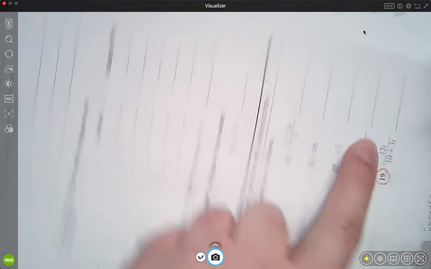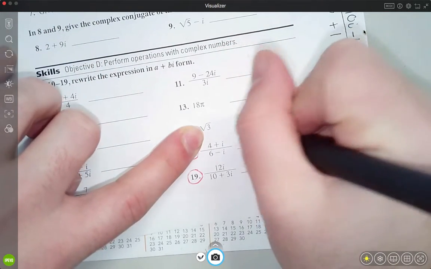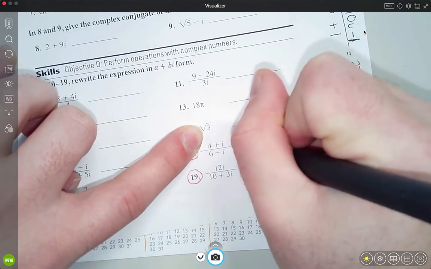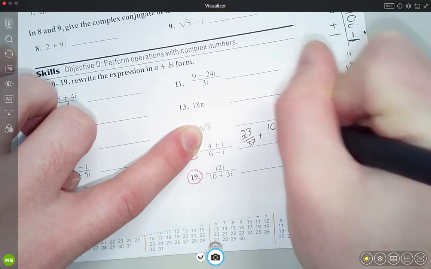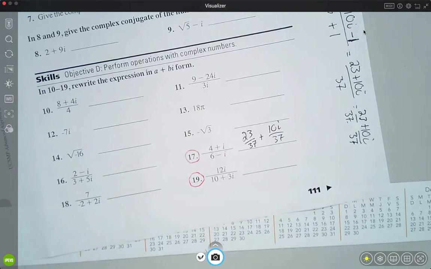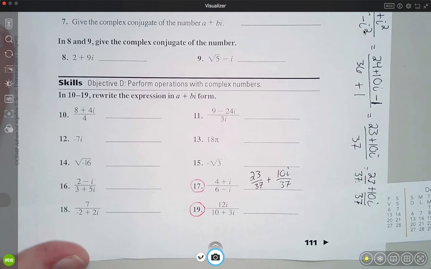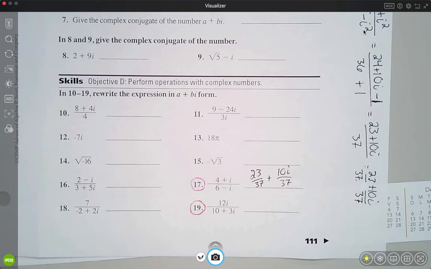So for 17, turn my paper back the right way here. My final answer is 23 over 37 plus 10i over 37. Okay. Then I'm going to also do number 19.